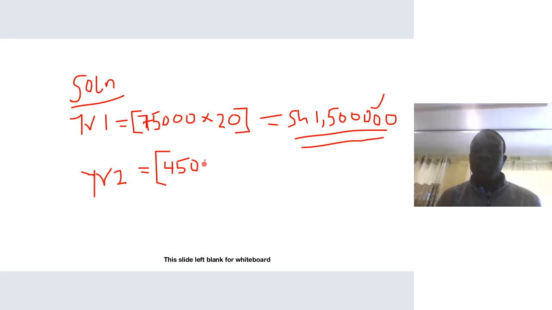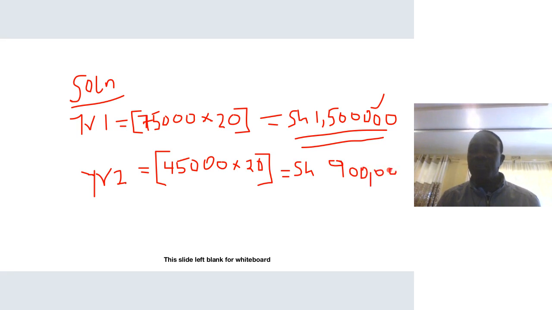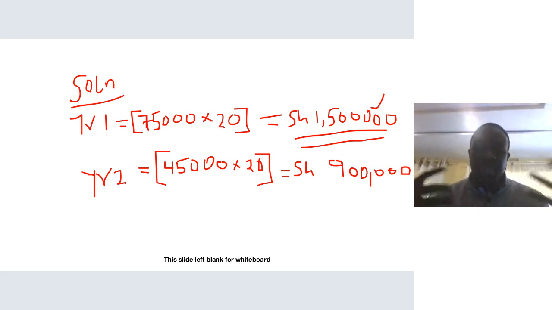5,000 copies. Then we are multiplying the 45,000 by 20. If you multiply that, the product will be 900,000. You can confirm from your letters, 900,000. So that is the amount that this company has got from the sale of books.